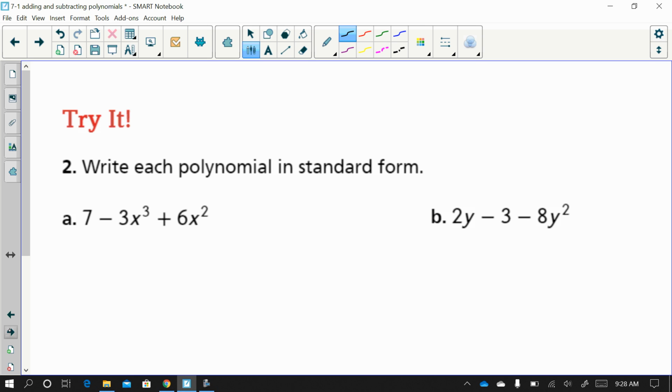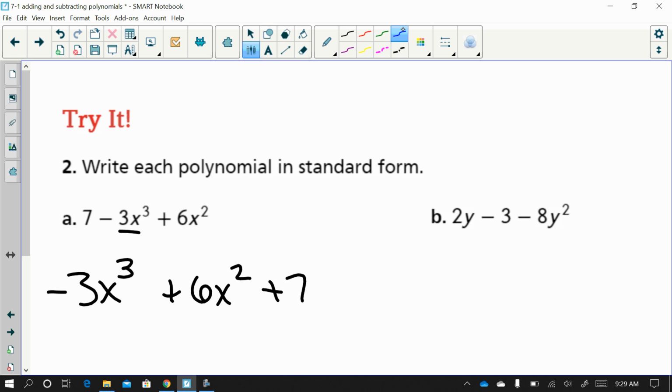Okay, so we're writing each polynomial in standard form. Letter A, 7 minus 3x squared plus 3x cubed plus 6x squared. This one has the biggest exponent, so negative 3x cubed is first, plus 6x squared, positive 7. All you got to do there.